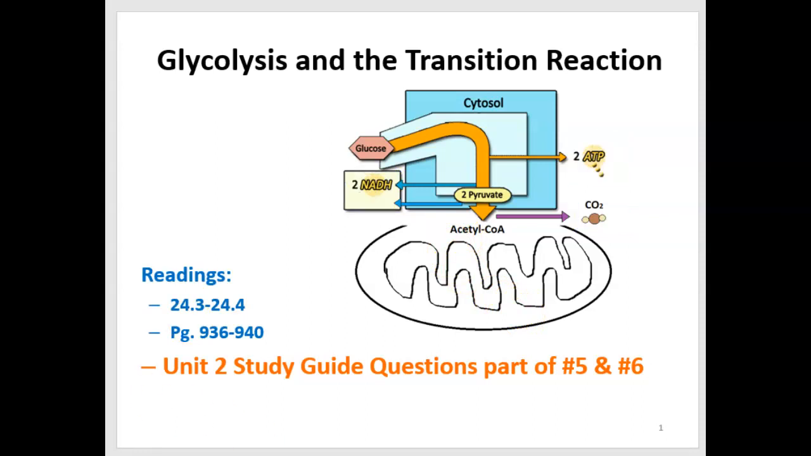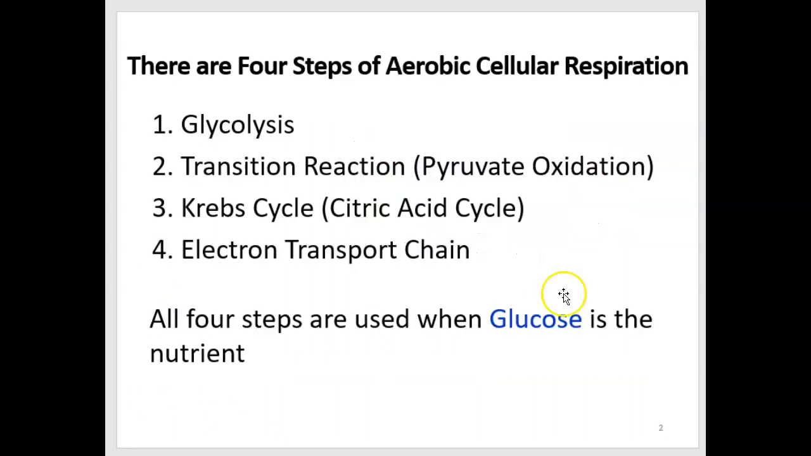So if you recall, the 4 steps of aerobic cellular respiration include glycolysis, the transition reaction, then the Krebs cycle, then the electron transport chain. When we use glucose as a starting material, all 4 steps are used. So we're just going to cover the first 2 today.